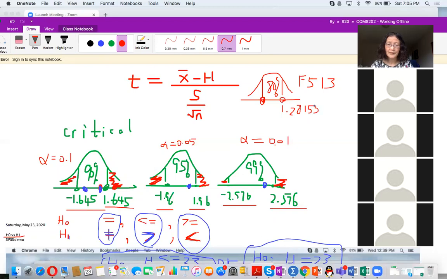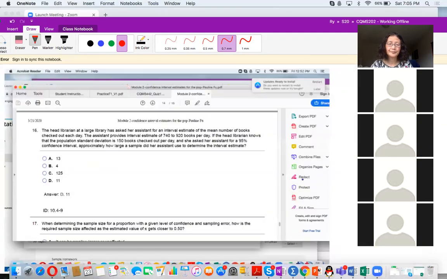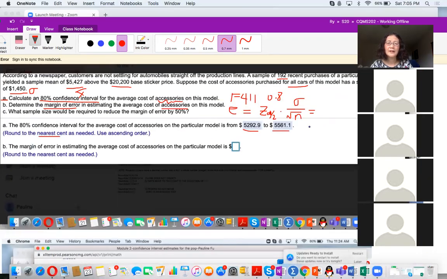And you should get 1.28155, and the other is negative 1.28155. Okay, so this is Z half alpha, 1.28155. Okay, so you get here. Yeah, here. So 1.28155, that is Z half alpha. And sigma is given, 1,450. Okay, divided by square root of N. Square root of 192. Okay. And you can use Excel to do this.